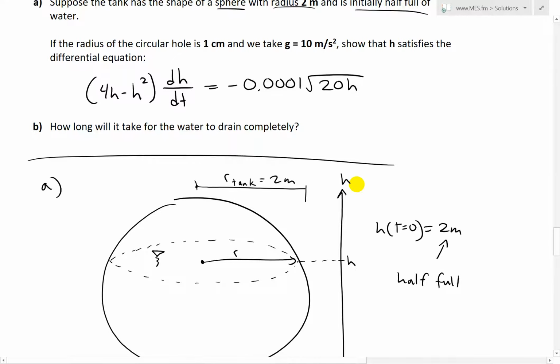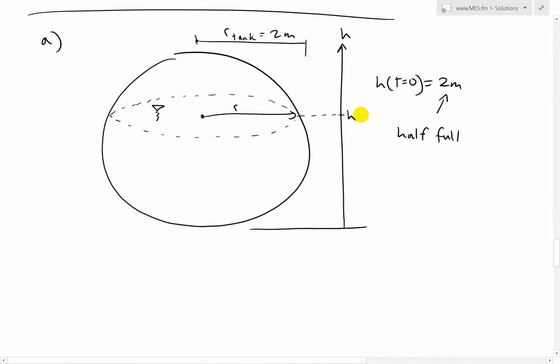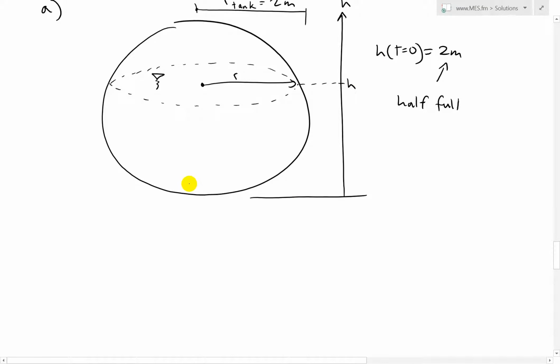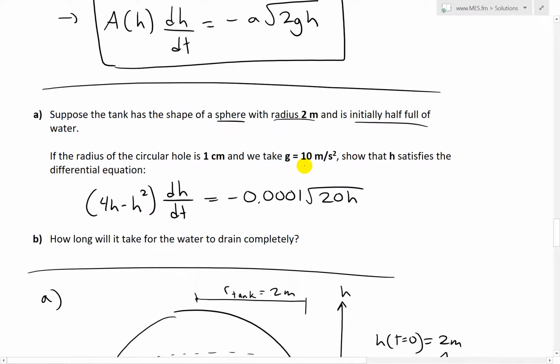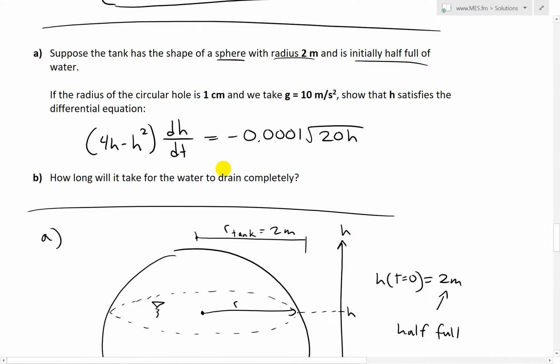And if the radius of the circular hole is 1 centimeter, that is the circular outlet hole. Again, from earlier videos, that's what I would draw. At the bottom you would have an outlet. So here has a radius. We'll call this r of the hole, rh, which equals 1 centimeter. And here we're also given that, again, g is 10 meters per second squared. So we want to show that it's equal to this over here.